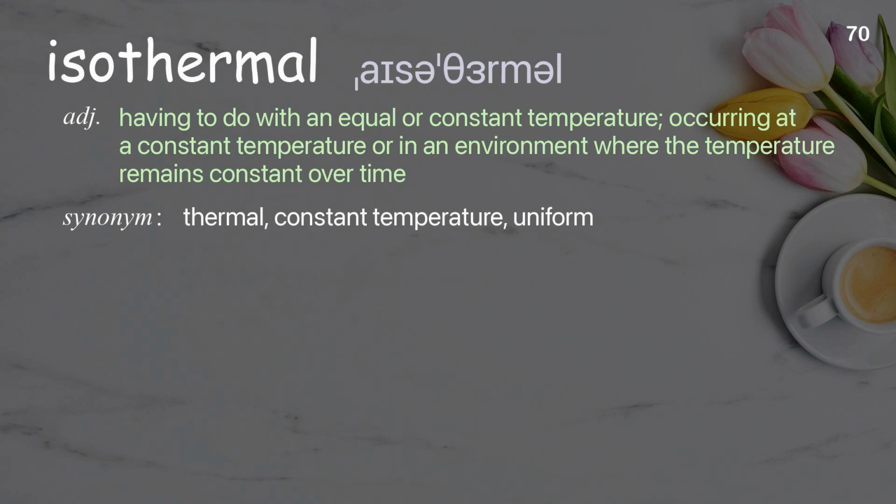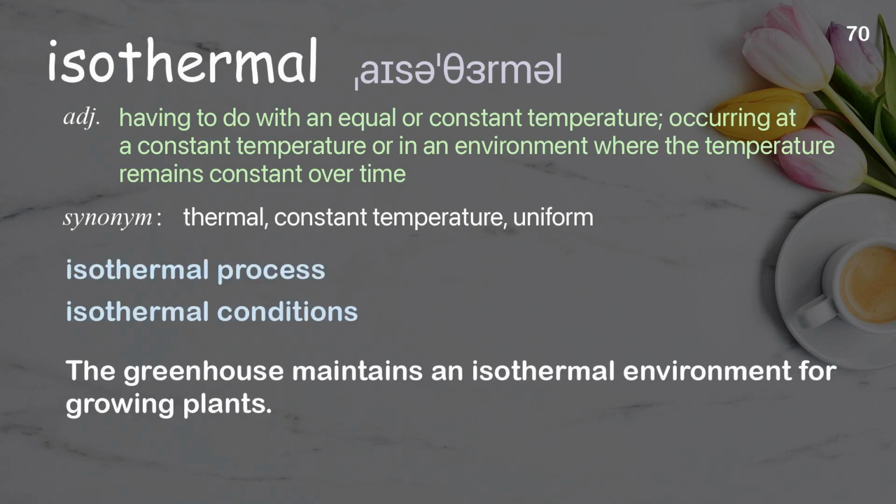Isothermal. Having to do with an equal or constant temperature, occurring at a constant temperature or in an environment where the temperature remains constant over time. Examples: Isothermal process. Isothermal conditions. The greenhouse maintains an isothermal environment for growing plants.